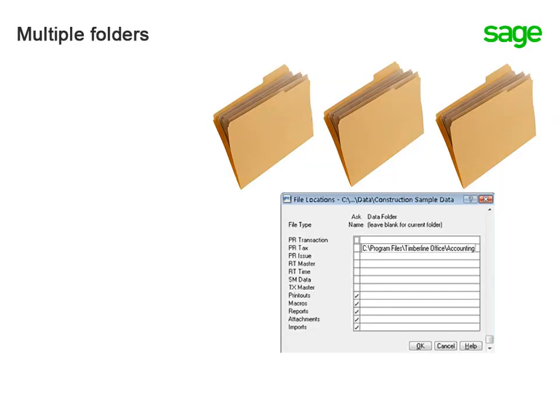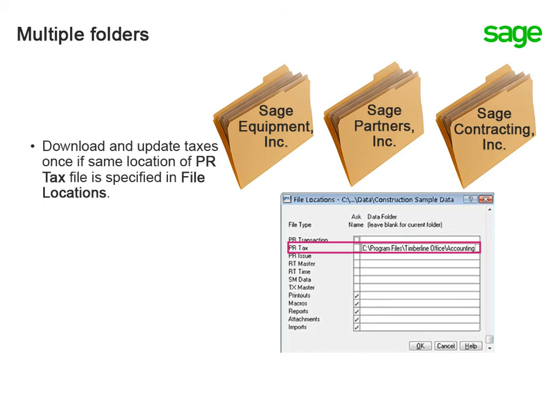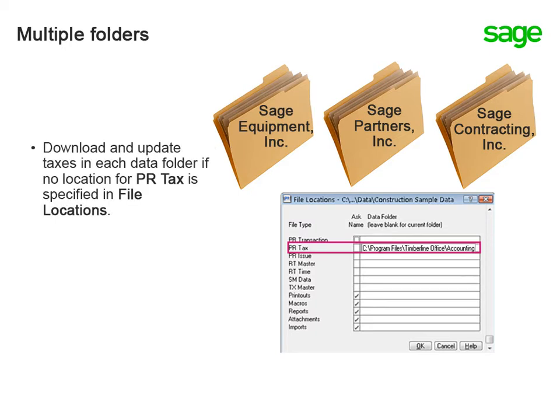Gina, we have a few different databases set up and we process payroll in each folder. How do I make sure the Update Taxes are installed for all the databases? If you specified a central location for the payroll tax files in file locations for each of your companies, then you only need to download and update taxes once from any data folder. The new taxes will be applied to all of your companies. But if no location is specified, then you will need to download and update taxes once for each company folder.